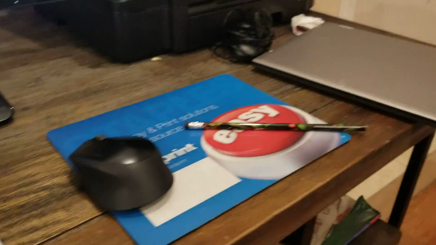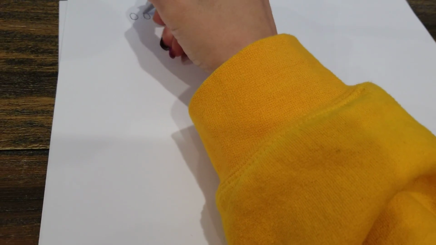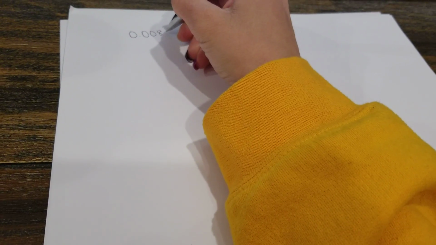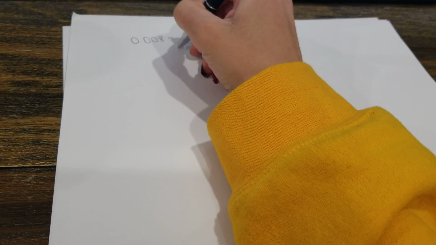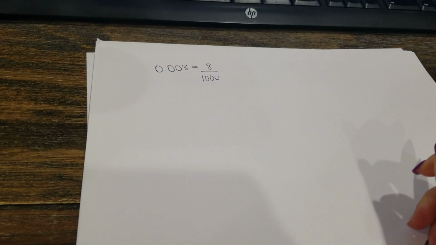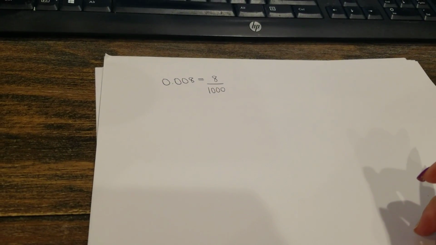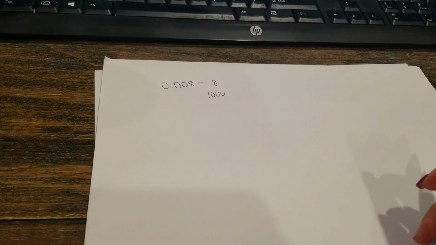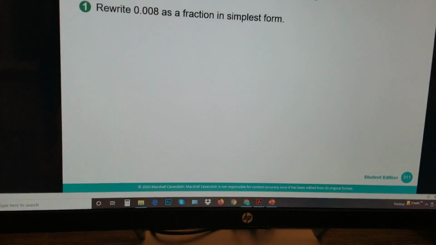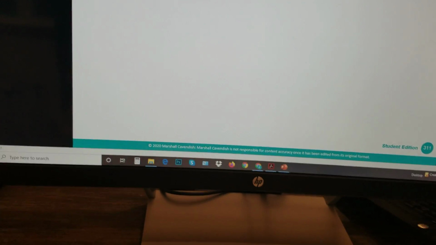I'm going to show you on my paper how to do that because I can't write on my screen, even though I do have a touchpad Chromebook. It's a little hard to use, so we're just going to do it this way. Definitely easier. If I have 8 thousandths and I just want to make it as a fraction, that's a decimal written as a fraction, but I need to write it in simplest form, as the direction says.